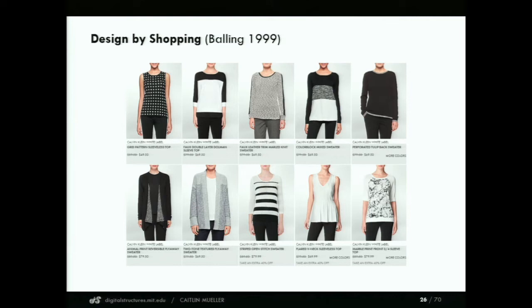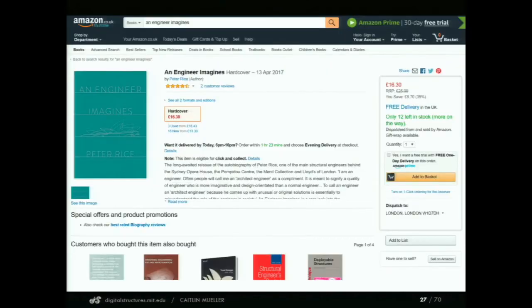If we think about this shopping metaphor just a little bit further, one place that you might go shopping is Amazon. I don't know if that's popular here in France, but in the US we use Amazon quite a lot. So for example, Peter Rice's famous book, An Engineer Imagines, is newly back in print. Highly recommend everyone buy it. Whoever made that happen, thank you very much. But Amazon allows us to buy this, but Amazon also has some other functionality. So it says customers who bought this also bought these books. How does Amazon know how to do this?